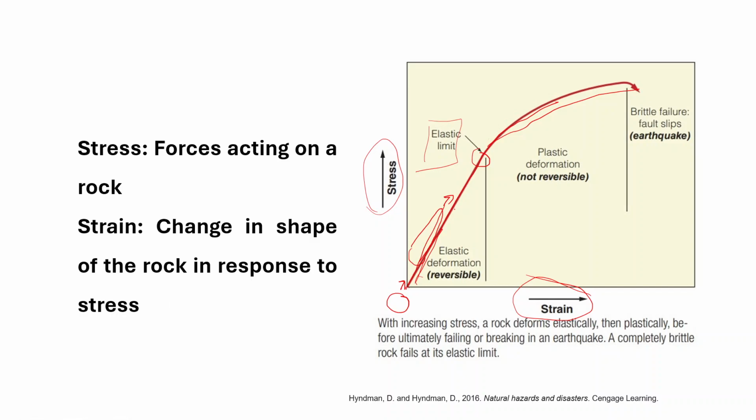So when you apply that force, some response is given by the rock, and that is known as the strain. So with increasing stress, a rock deforms elastically, then plastically, before ultimately failing or breaking in an earthquake. A completely brittle rock fails at its elastic limit. So basically, if the rock's strength is very low, then on reaching the elastic limit itself it will fail. But those rocks which have more strength will fail only when they reach the brittle failure limit.